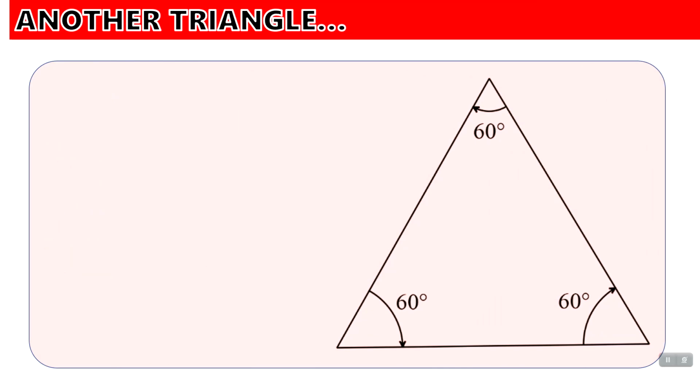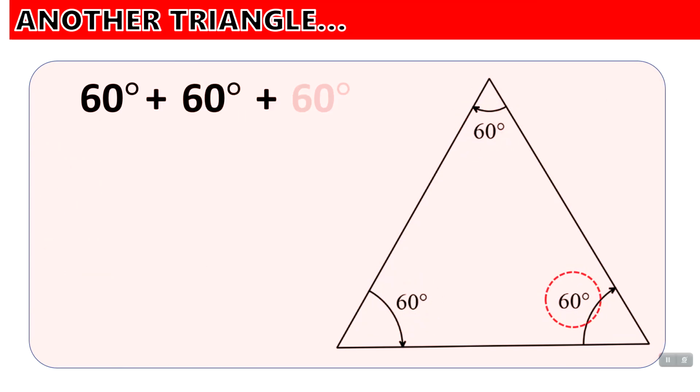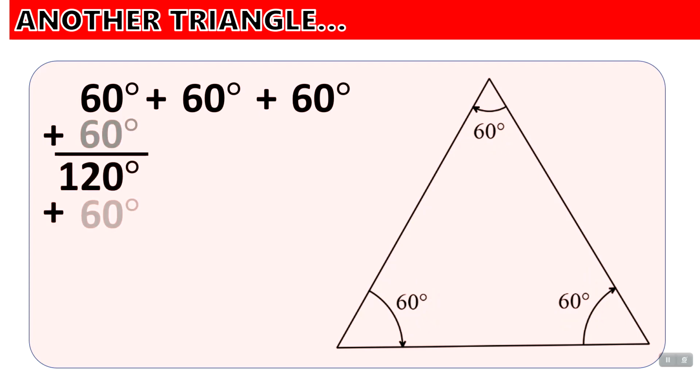Let's look at a third triangle. This triangle, do you know what kind it is? Each angle is 60 degrees. Yes, it's equilateral. And let's add up these three angles. 60 degrees plus 60 degrees plus 60 degrees. Let's check. 60 plus 60 is 120. Plus another 60 gives us 180 degrees.